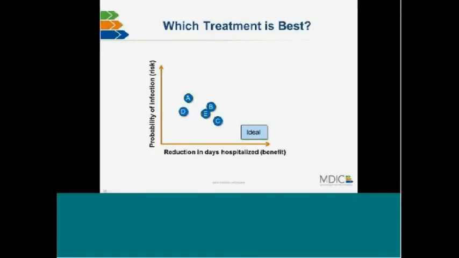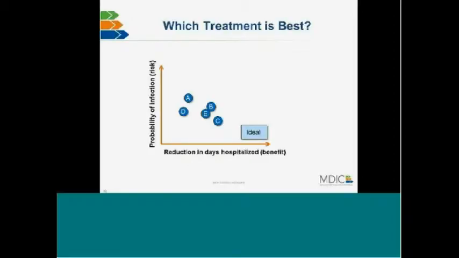So this is an almost trivial example of devices, and we don't really need to know anything more than that. I'm going to compare them on two attributes, one benefit and one harm, and I'm going to look at the probability of the harm, so it's a risk. The ideal device will reduce my days in the hospital as much as possible, so I want to be on the right, and have very low probability of infection, low risk, so the ideal device is on the bottom right.